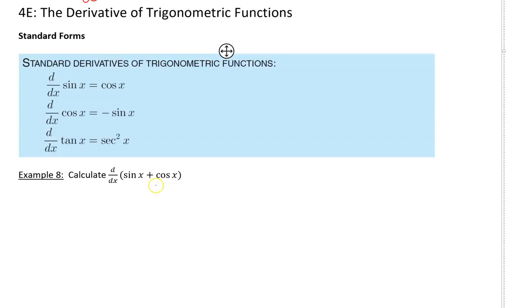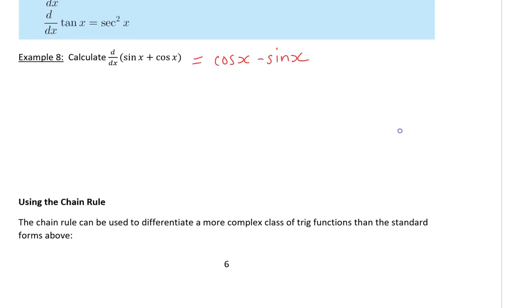So, let's have a look here. The differential of sine x plus cos x. Of course, we can differentiate them separately, but nonetheless, we're just going to write it like this. The differential of sine is cos, so it's cos x, and the differential of cos x is negative sine x. And that's it, just like that. Certainly no more difficult than many other derivatives we've done before.